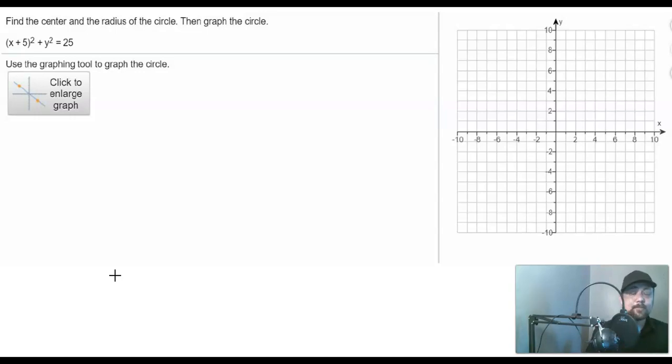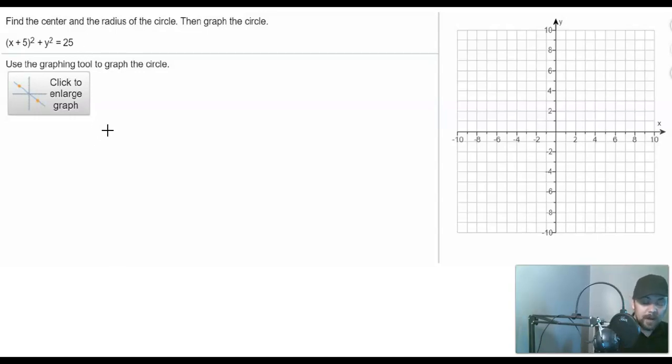But hopefully you should be able to see the entire problem now. Find the center and the radius of the circle. They're giving us the equation, and then graph the circle. So this will be one kind of problem regarding circles that you will have on the homework: here's the equation, find the center and the radius from the equation, and then use that information to graph. And this is going to be the easier version of circle problems. They're going to get more difficult after this.